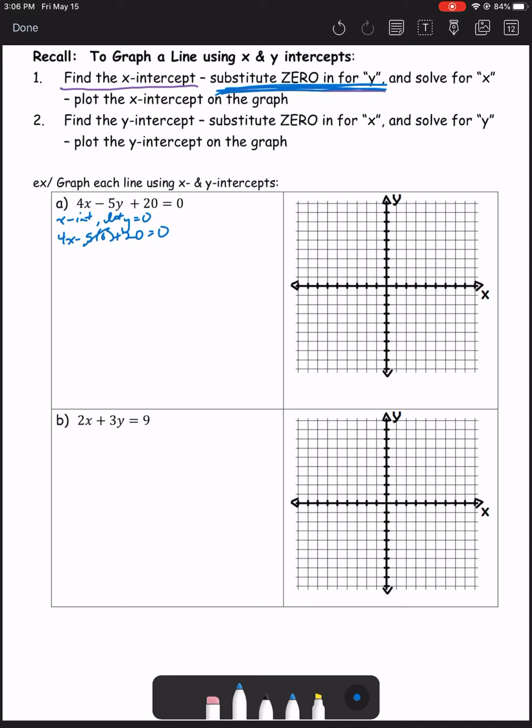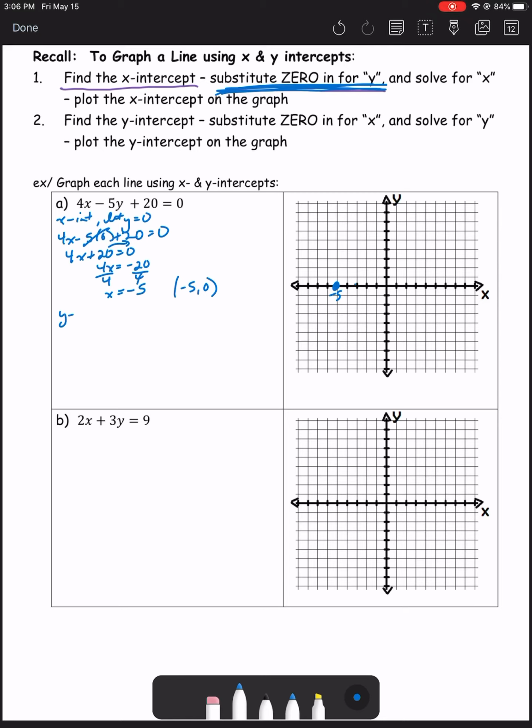Well, that goes away because it equals 0. So then 4x plus 20 equals 0. Bring the 20 over to the other side. 4x equals negative 20. Divide by 4. And x equals negative 5. That corresponds to the point negative 5, 0. 1, 2, 3, 4. There's negative 5 right there on the x-axis.